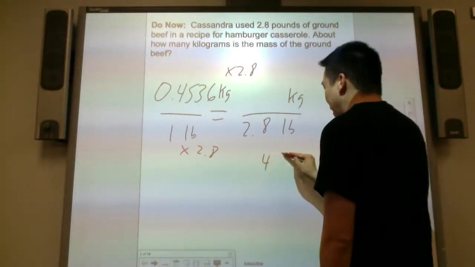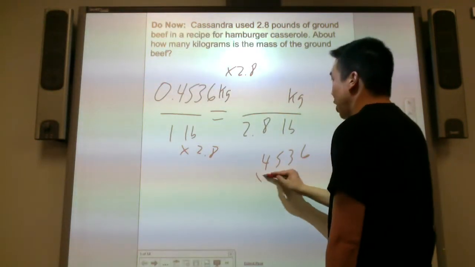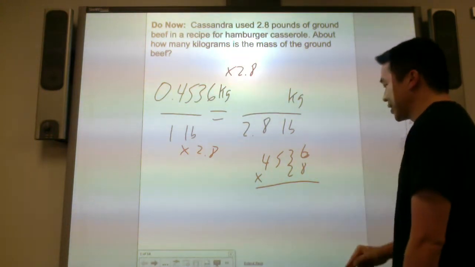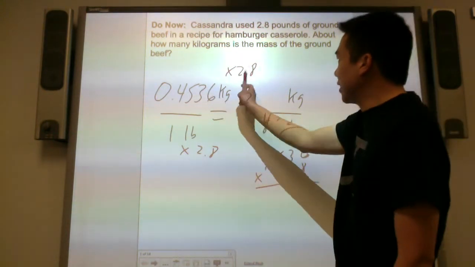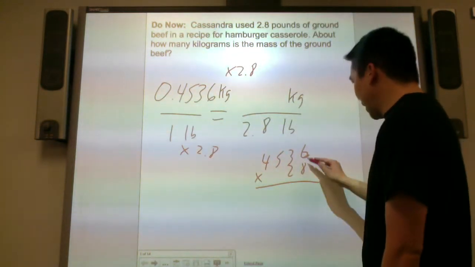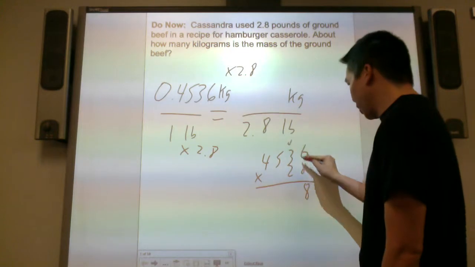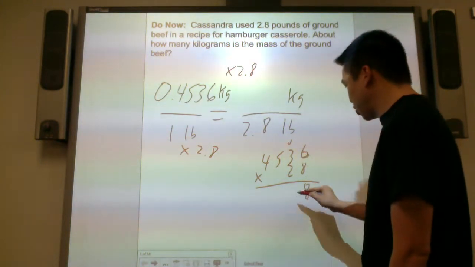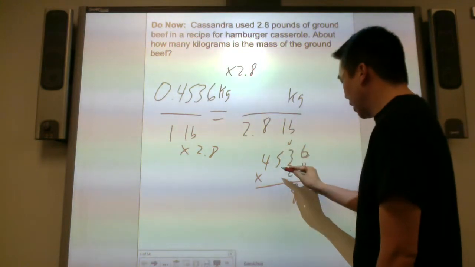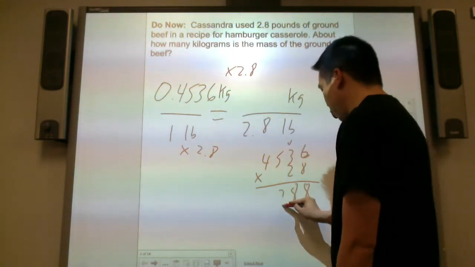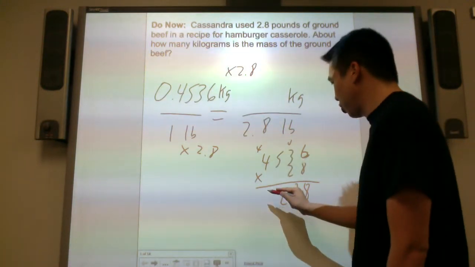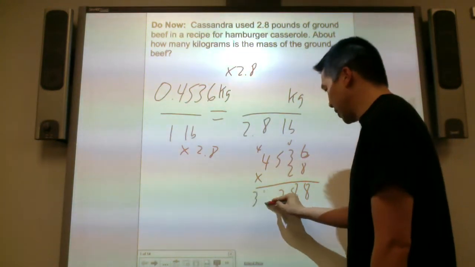So what is 4,536 times 28? I'm going to multiply without the decimal. I'll worry about that when it's time. I predict that the decimal point will be 5 places. So let's see this. 8 times 6 is 48, carry the 4. 8 times 3 is 24, plus 4 is 28, carry the 2. 8 times 5 is 40, plus 2 is 42, carry the 4. 8 times 4 is 32, plus 4 is 36.